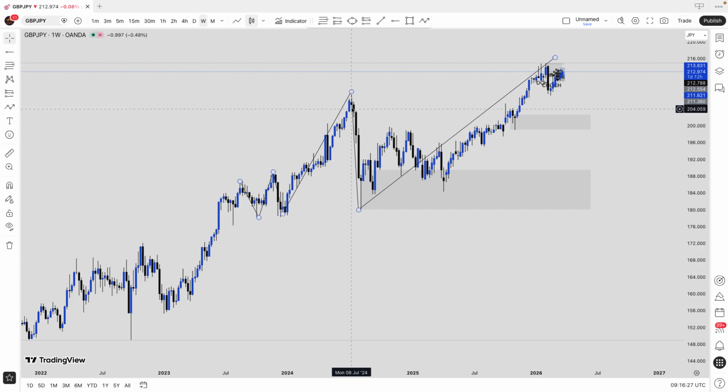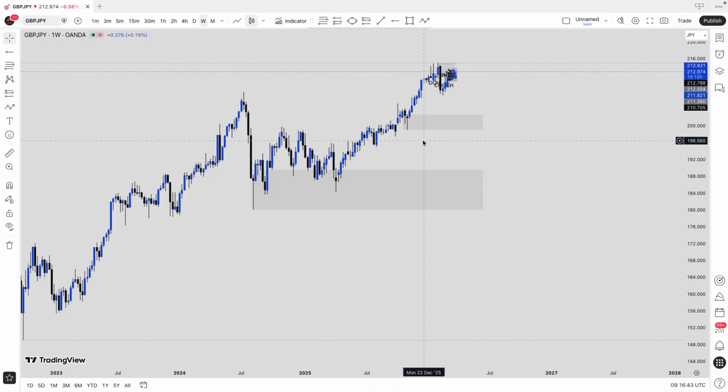Okay, so to this point, I hope we are all clear. I intend to make this video about 15 minutes, not more than that. As you can see on the weekly, it's still very bullish, and I had identified some demand zones here, which I really don't intend to use unless it's necessary to use them.